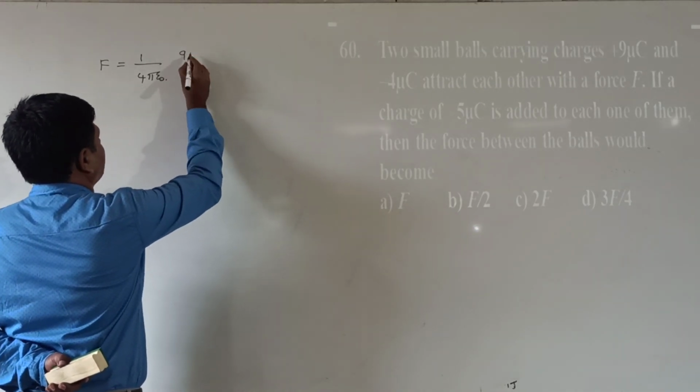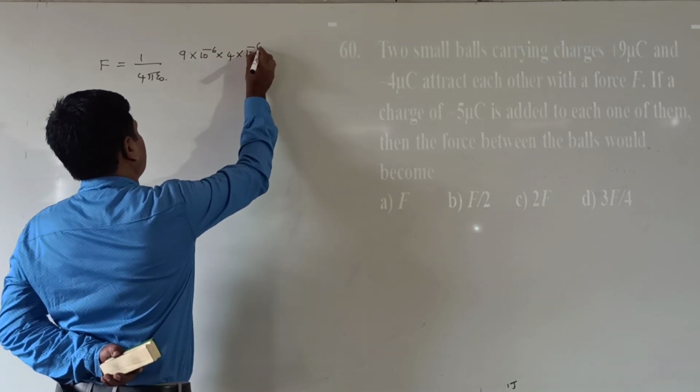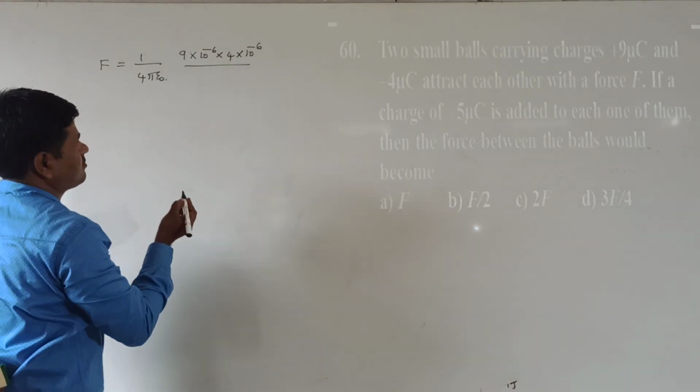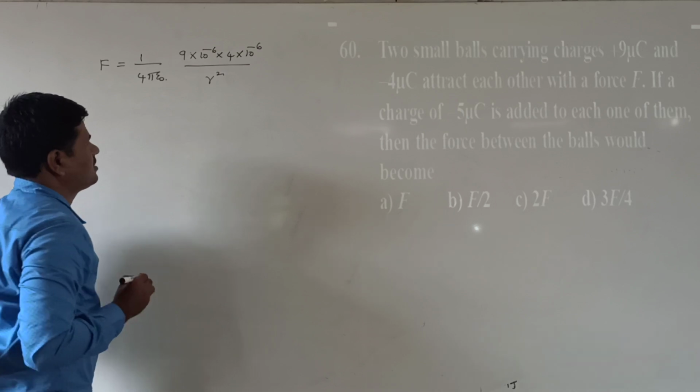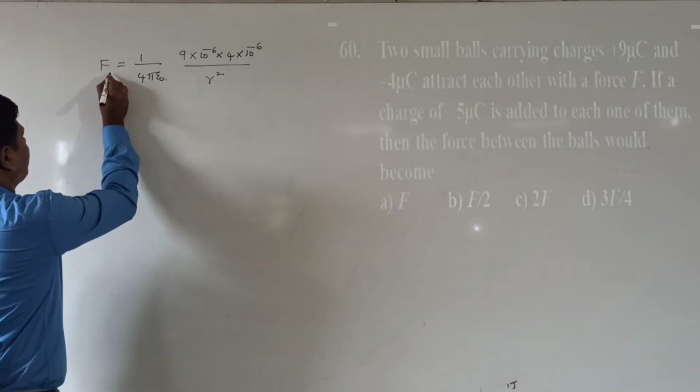Micro means we write 9 into 10 power of minus 6, and 4 microcoulomb means 4 into 10 power of minus 6. Here I am writing the magnitude 4, so the minus becomes plus. The force is first taken as a product divided by r square. This I consider as F1.